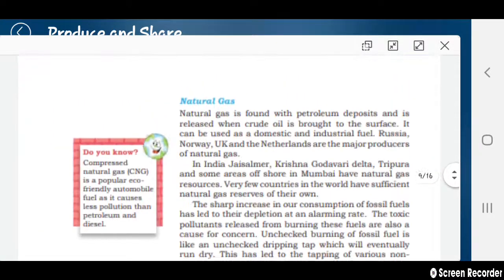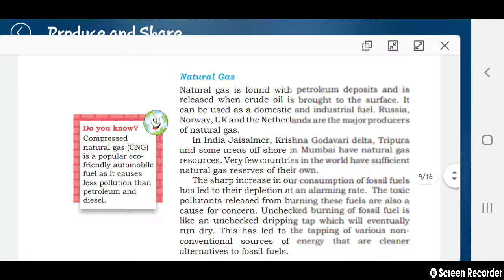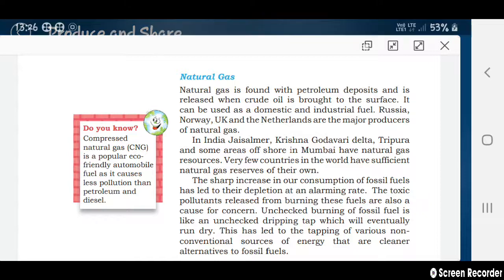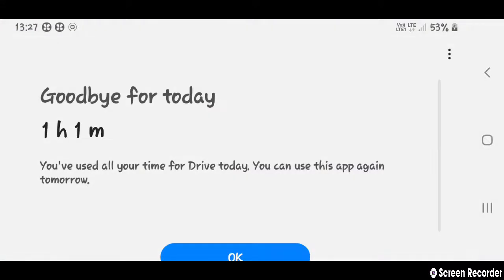So now we have learned about petroleum. Next, let us know about natural gas. Natural gas is found with petroleum deposits and is released when crude oil is brought to the surface. It can be used as a domestic and industrial fuel. Russia, Norway, UK and the Netherlands are the major producers of natural gas. Jaisalmer, the Krishna Godavari Delta, Tripura and some areas of the shores in Mumbai have natural gas resources. Very few countries in the world have sufficient natural gas reserves.